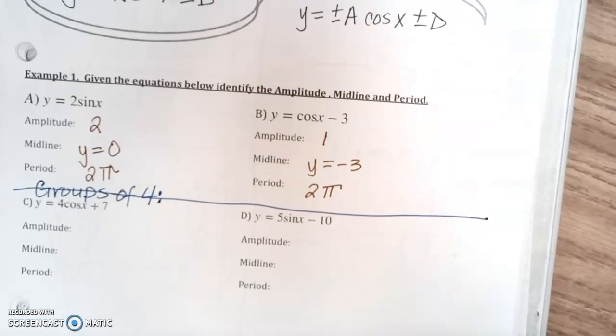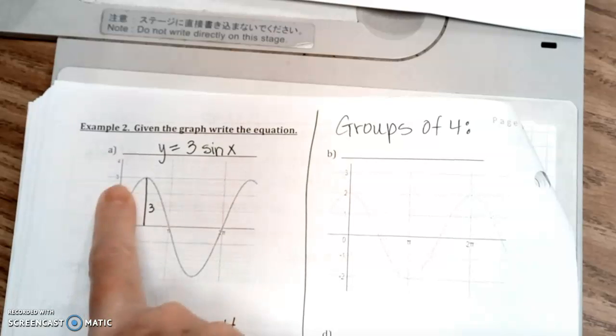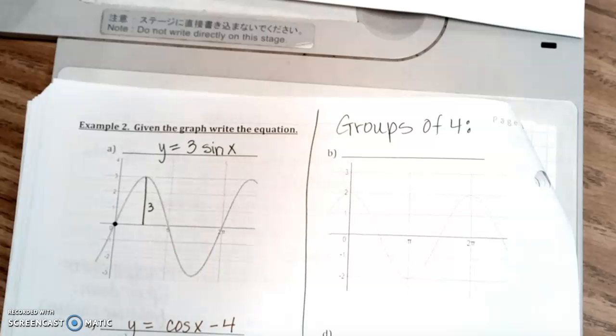When we're done, in your groups of 4, you guys are going to do C and D together. On page 38, we're going to do the left 3 problems together, and then in your groups of 4, you guys are going to do the right 3 problems together. They want you to look at the graph and see if you can write its equation.